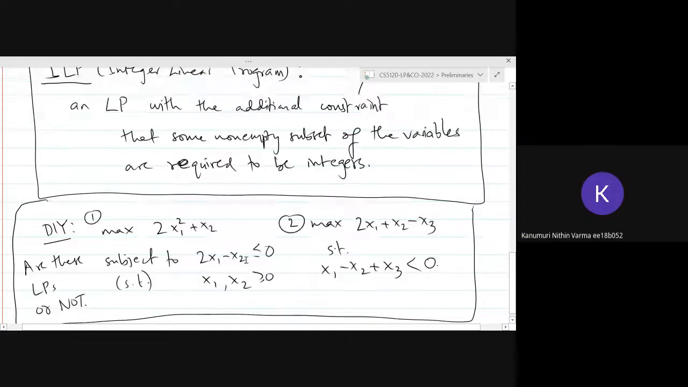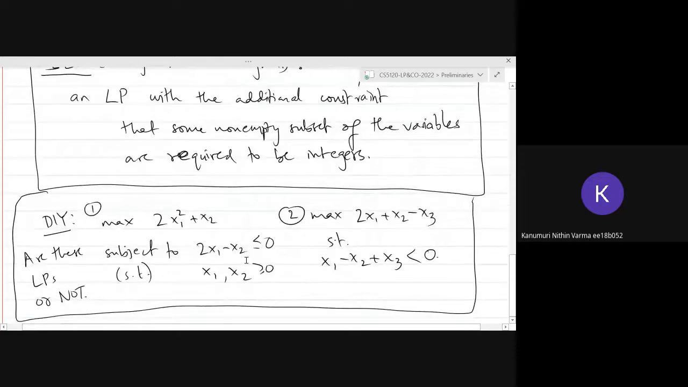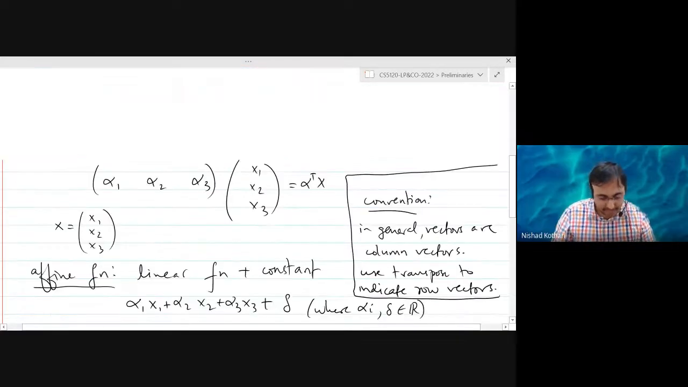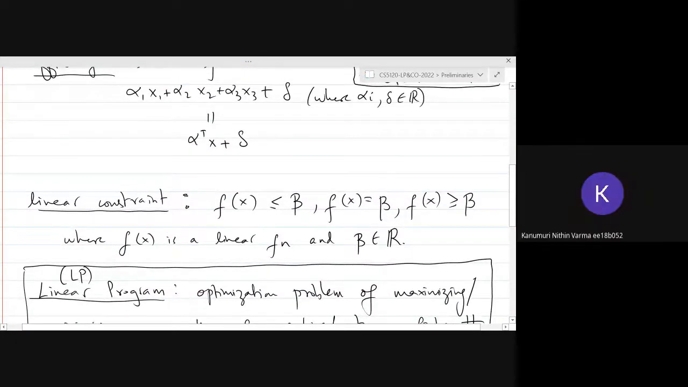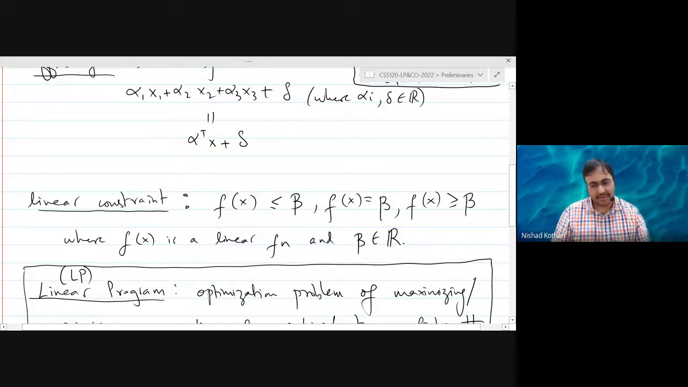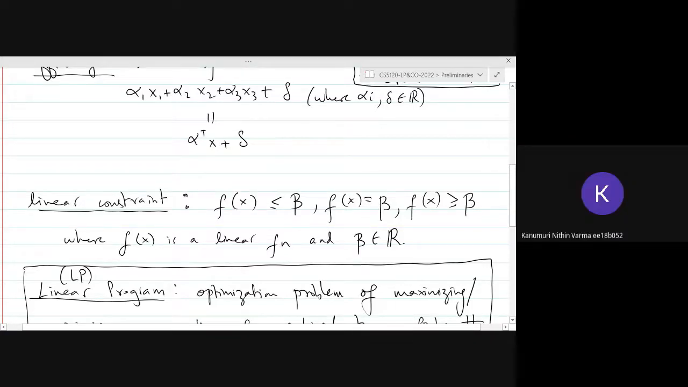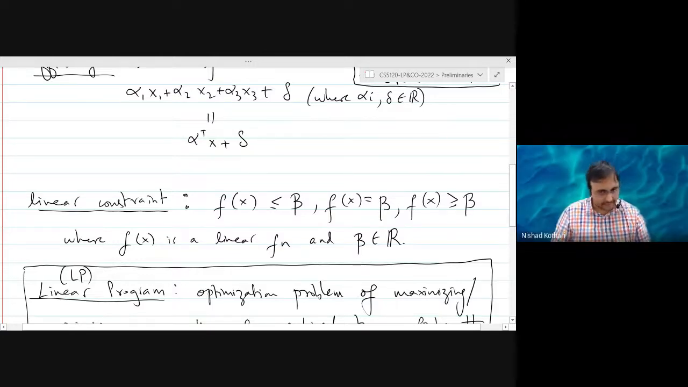Sir, for a linear constraint, does it have to be less than or equal to, or can it be only less than? As per what we discussed, we are only going to allow less than or equal to, and greater than or equal to. Do you see why? We want it to be a closed set. If you have strictly less than or strictly greater than constraints, then you may not even have an optimum. So you don't want open sets. You want closed sets. That's the idea.